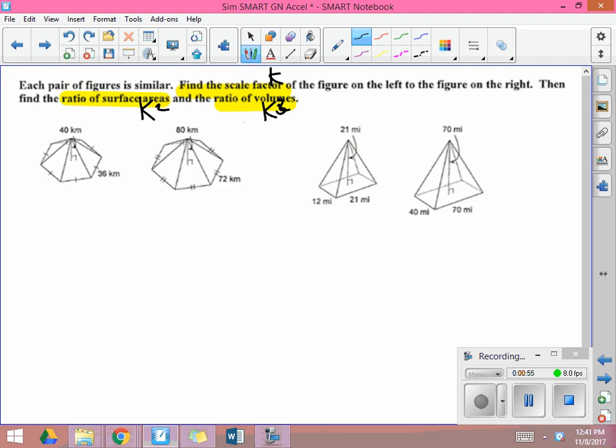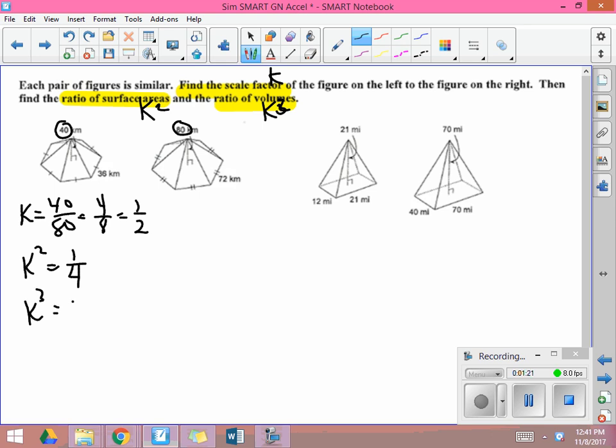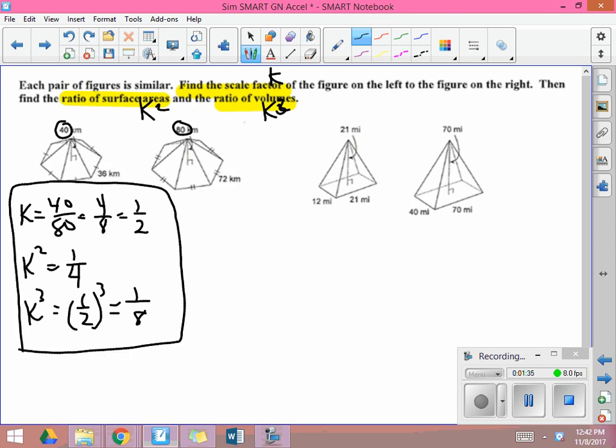So to find k, pick any two corresponding values. So k is equal to 40 over 80, which reduces to 4 over 8, which reduces to 1/2. We always reduce our fractions. The ratio of surface areas is going to be k squared, so I square the numerator and square the denominator, 1/2 squared. To find k cubed, I take that value of k and I cube it, cube the top and the bottom, and I end up with 1 over 2 cubed is 8, 2 times 2 times 2. So this right here is your answer.